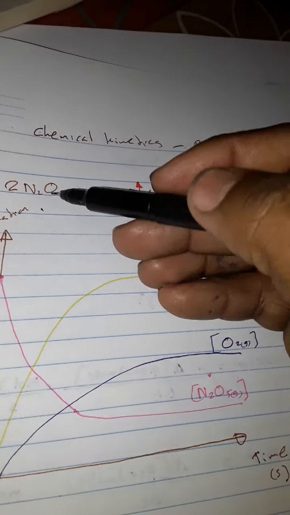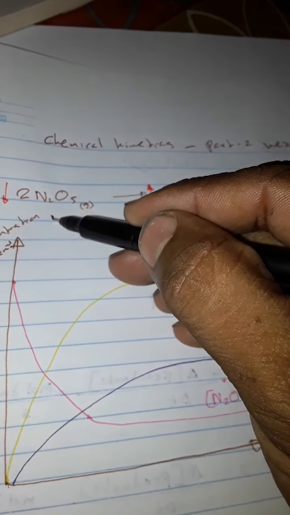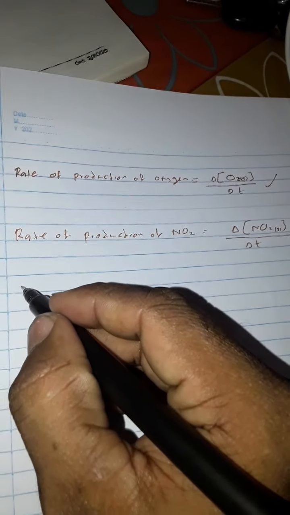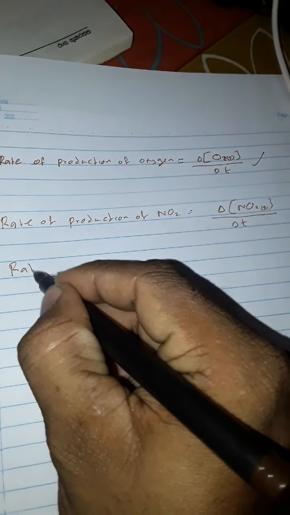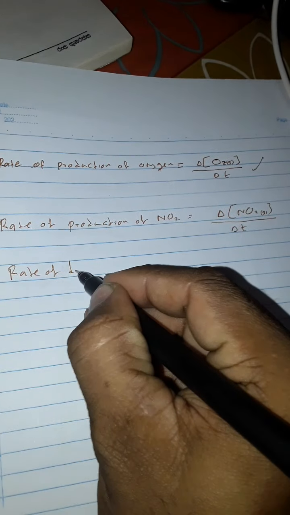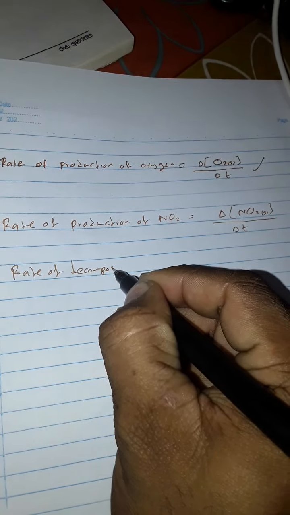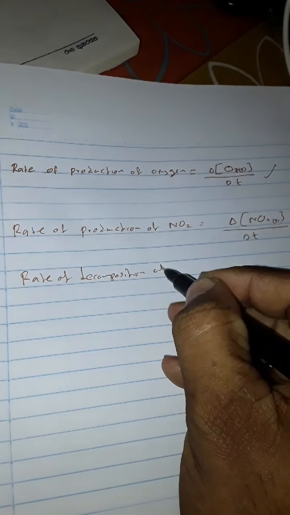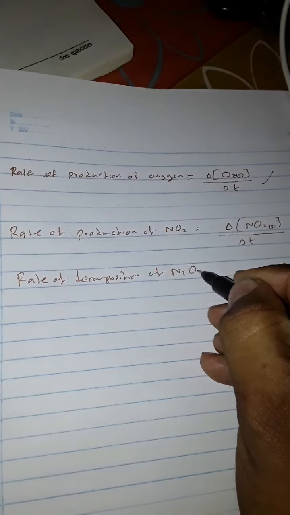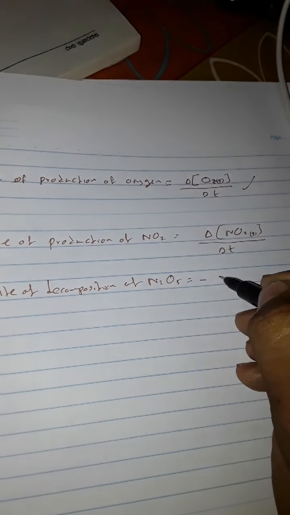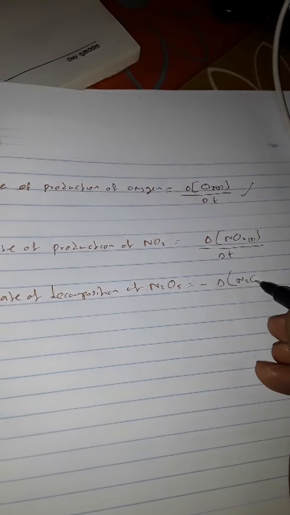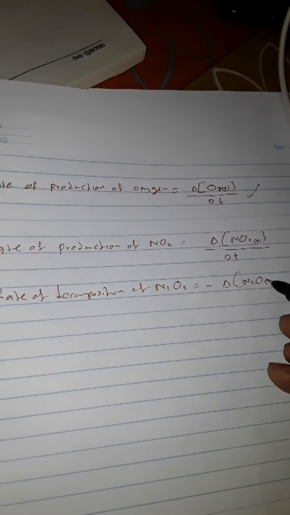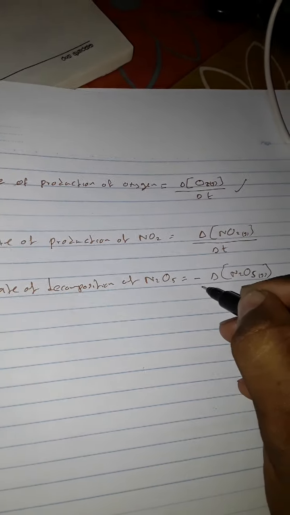Now I am going to write the expression for the rate of decomposition of dinitrogen pentaoxide. So we can write the rate of decomposition of dinitrogen pentaoxide is equal to minus delta N2O5 gas divided by delta T, meaning time taken.